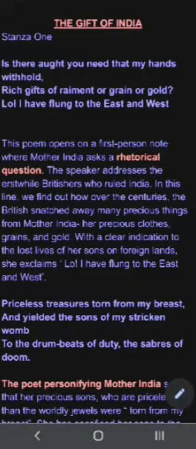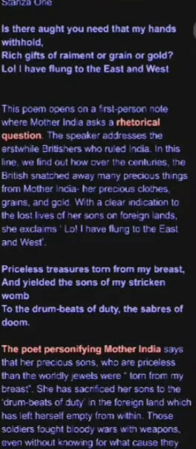The first stanza of the poem says, "Is there aught you need that my hands withhold? Rich gifts of raiment or grain of gold? Lo, I have flung to the east and west priceless treasures torn from my breast, and yielded the sons of my stricken home to the drumbeats of duty, the sabres of doom." So what is the poet saying? The poet here is a mouthpiece of Mother India. This poem opens on a first person note where Mother India asks a rhetorical question.